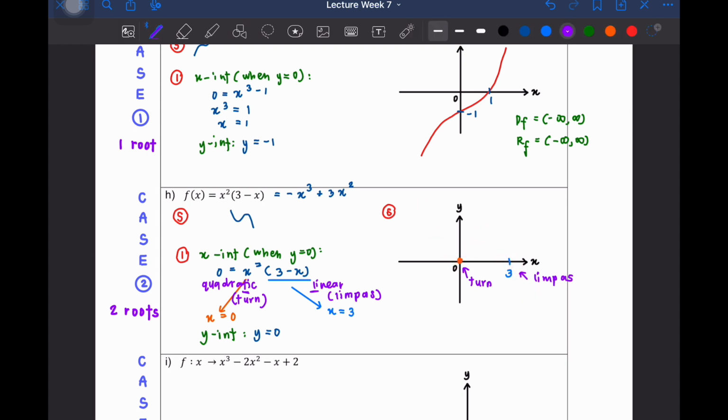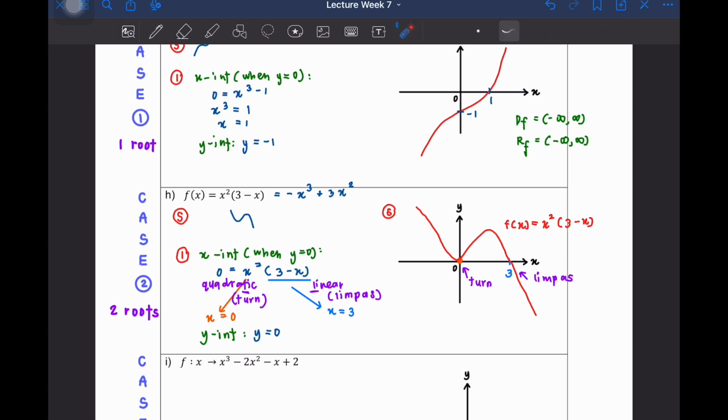Now use your pencil to draw it properly. Graph kita dia akan naik pergi 3 macam ni. Dia limpas saja, and then dia kena melalui kosong. Dia kena sentuh kosong, so kita patah balikkan dia sendiri. And then jumpa kosong, dia mesti turn. Dia tak boleh limpas, dia turn. Terus patah balik ke atas. Like that. So this is how your graph looks like. Don't forget to label your fx equal to x square times 3 minus x.